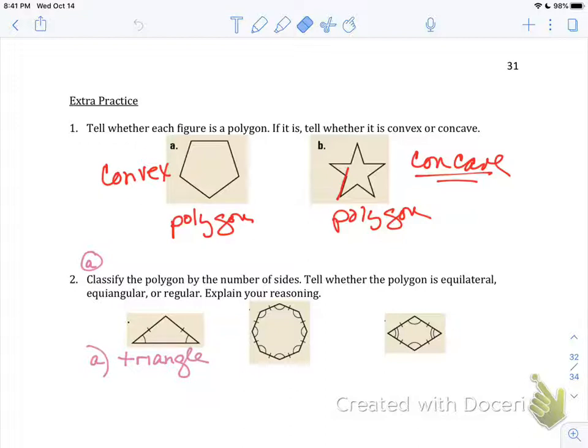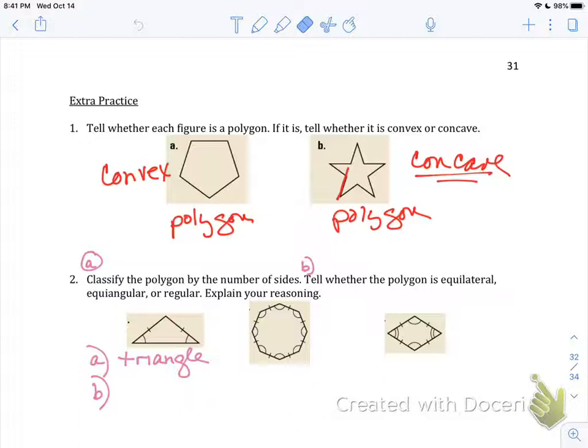Tell whether the polygon is equilateral, equiangular, or regular. What do you think? If 2 angles are the same, let's think about this. If 2 angles are the same, do I have to have 3 the same? No. And if 2 sides are the same, does that mean that 3 are the same? No. So it is nothing. I can't say anything here.